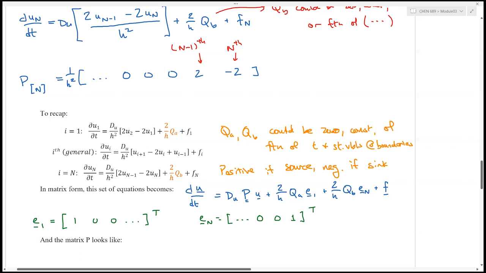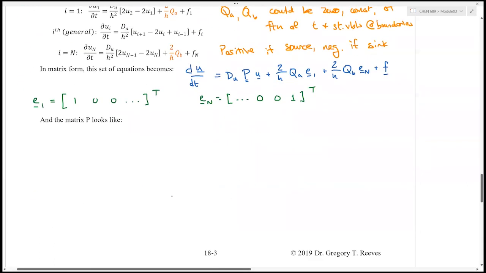And so this is what our vector valued or matrix format equation will look like. And this is going to be important because when we do programming in Matlab, this is what Matlab will see. We'll define a matrix P, we'll define a vector E1 and En, and then we'll put this into Matlab this way. And that's what Matlab will use to solve the differential equation.